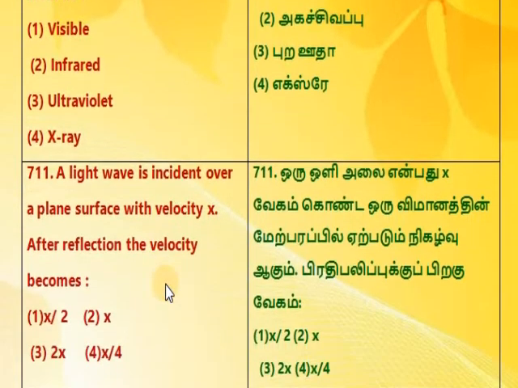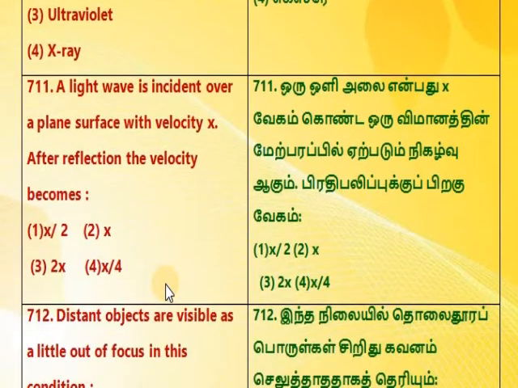711. A light wave is incident over a plane surface with velocity x. After reflection the velocity becomes: 1. x/2, 2. x, 3. 2x, 4. x/4. 712.